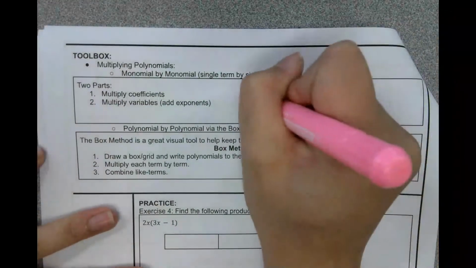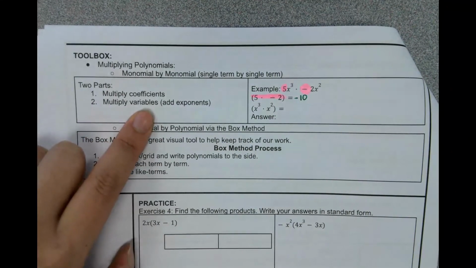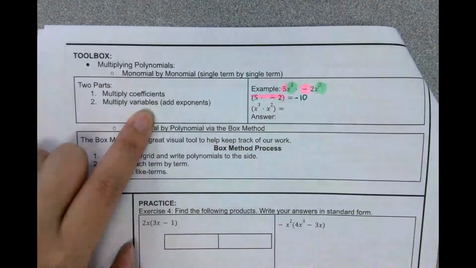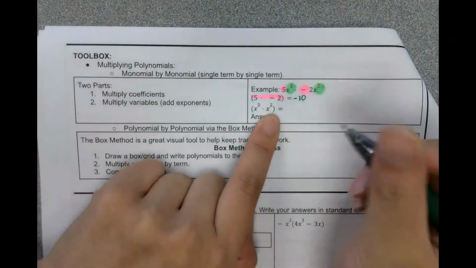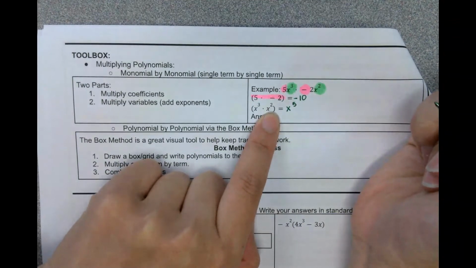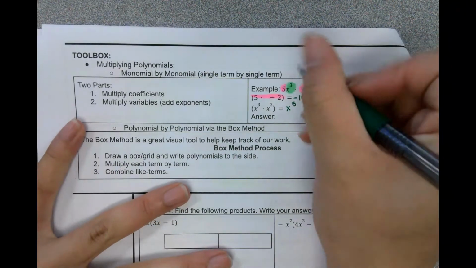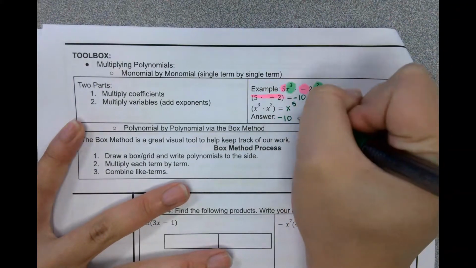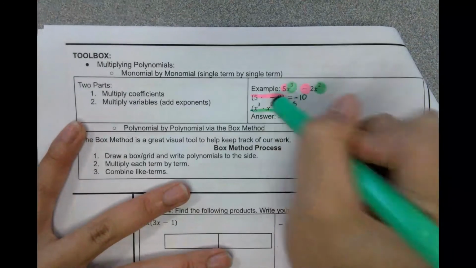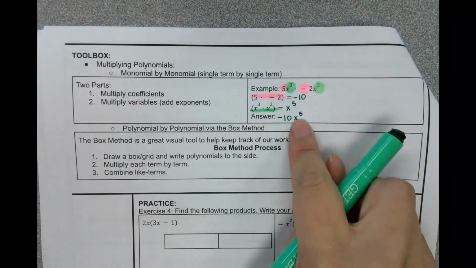Right? And then the second part is I'm multiplying the variables, right? So here I have x cubed, x squared, and when I multiply those together, I get x to the fifth, right? Because we are adding our exponents here, right? So x to the third, x squared, x to the fifth. Then all I need to do is combine my coefficients and my variables. Okay, so 5x cubed times negative 2x squared is negative 10x to the fifth.